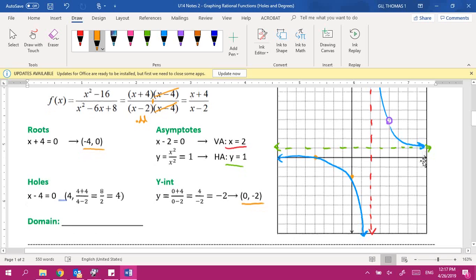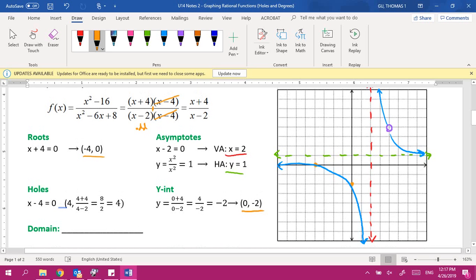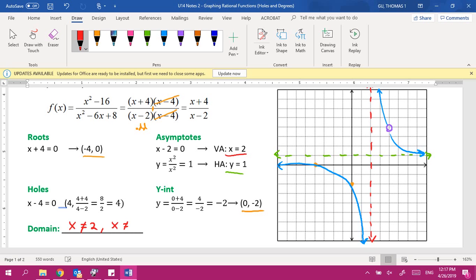So now we just need to write the domain. So what is the domain on this graph? X is not equal to, but also x is not equal to? No. 4, that's right. Because there's a gap right there. At 4, 4, that's not an existing point. So Omar's right. 4 is the second value that x is not going to equal.